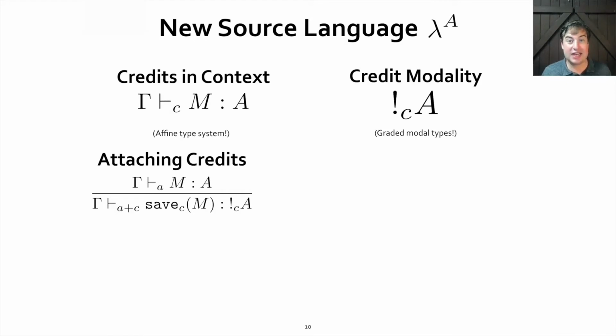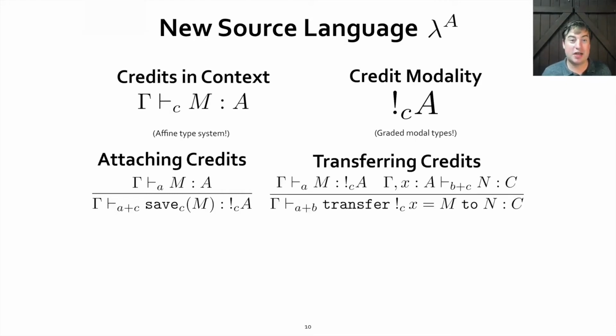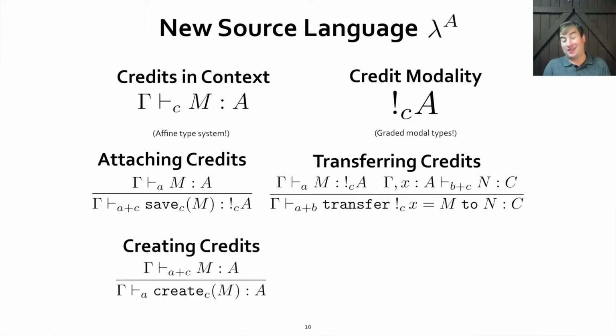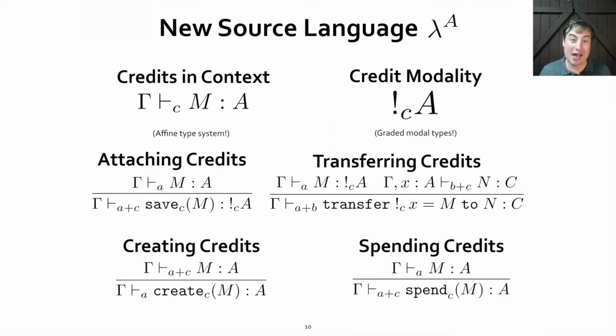we can just attach them to M and get a term of type bang C A. And the elim rule says that if we have a term of type bang C A, we can peel the credits off the term and allow them and the value to be used in a continuation to make more stuff. So finally, we need the ability to create and spend credits, of course. And the create rule here says that if we have a term which uses A plus C credits, we can simply create C of them. And dually, the spend rule says that if we have A plus C credits, we can spend C of them and then use a term which only requires A credits.